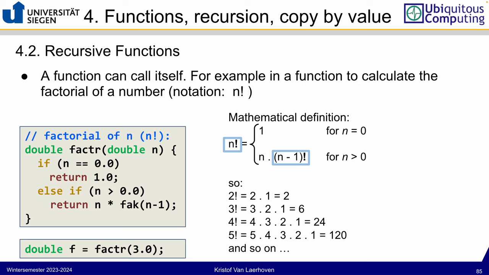It's a function. So if n is 12, then you want to calculate the factorial of 12. The way you calculate that is: the factorial is 1 if n is 0, or it is n times (n minus 1) factorial if n is bigger than 0. That means for n is 12, we do 12 times the factorial of 11, which is 11 times the factorial of 10, which is 10 times the factorial of 9, all the way until you get the factorial of 0, that is 1, right? So in the end, the factorial of 12 would be 12 times 11 times 10 times 9 times 8 times 7 times 6 times 5 times 4 times 3 times 2 times 1 times 1. And that is the factorial.